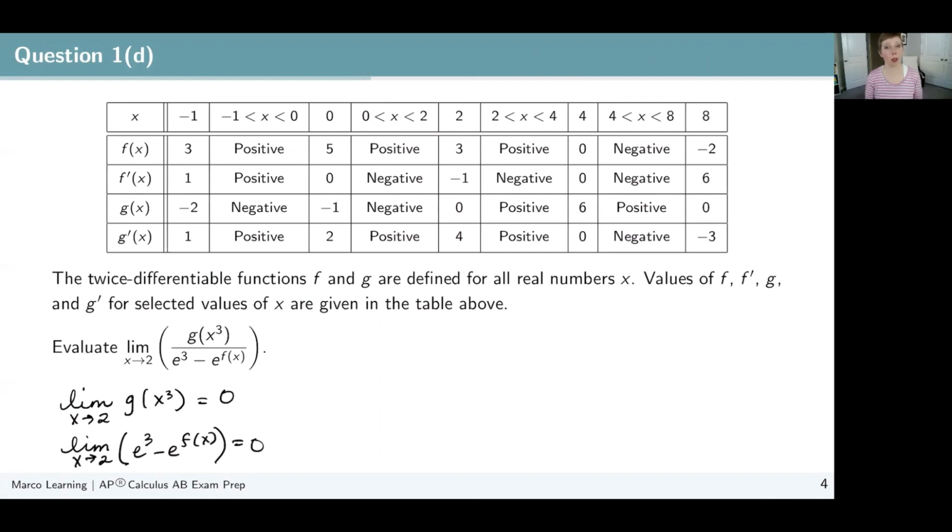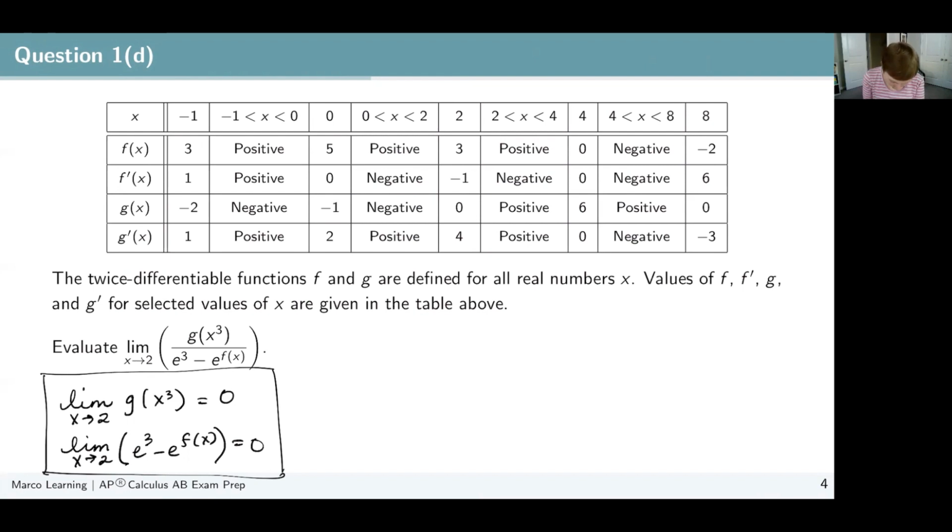You do not have to name the rule. You don't have to write, I'm going to use L'Hopital's rule. You can just go ahead and use it now that you have checked the conditions for it. But this is a really important step. Don't skip over this step. Oftentimes there is a point awarded for just checking these conditions.